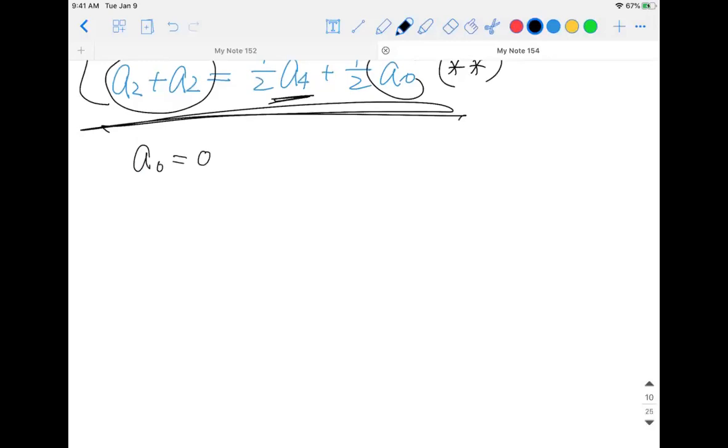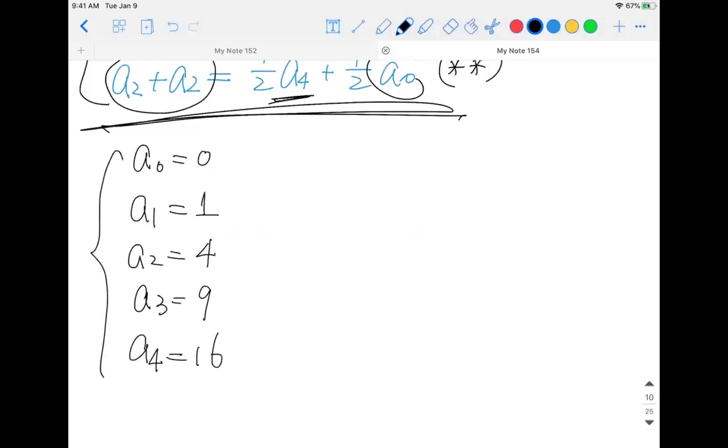A0 equals 0. A1 equals 1. A2 equals 4, I think. A3 equals 9. A4 equals 16. Then AN equals N squared. It's very intuitive, right? Like Josh mentioned, AN will equal N squared. This is quite understandable, right?